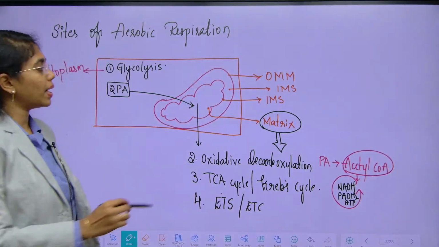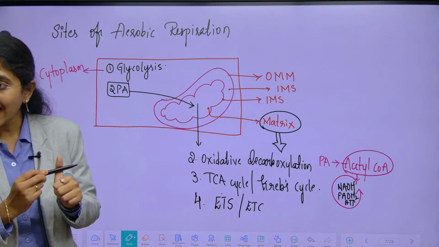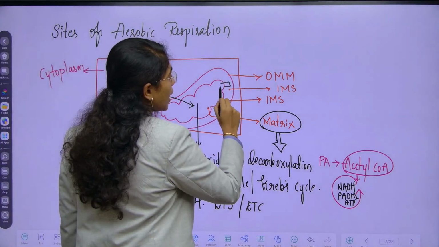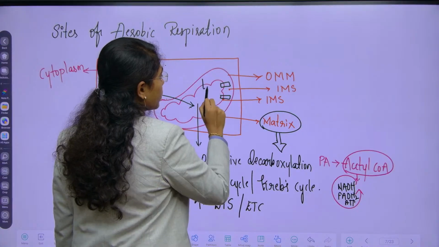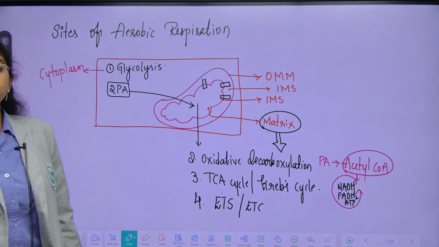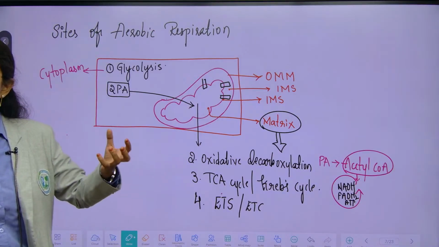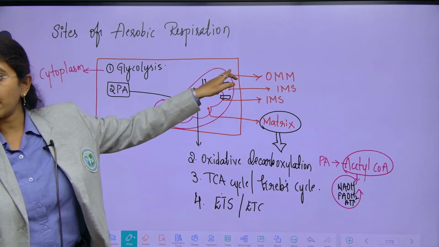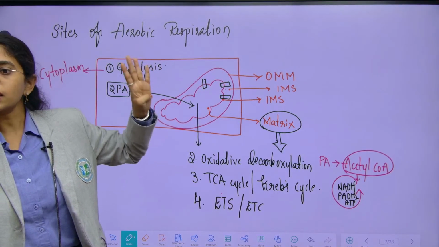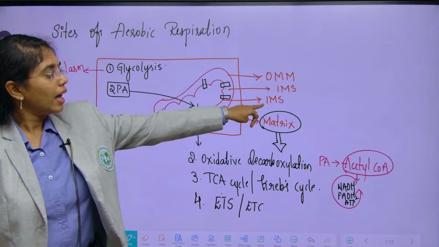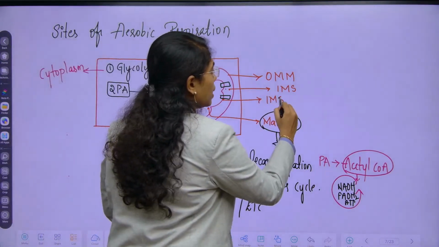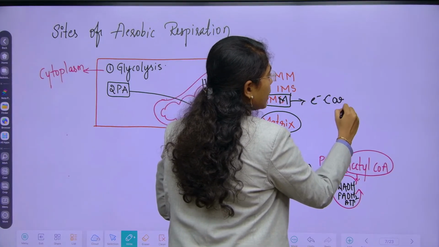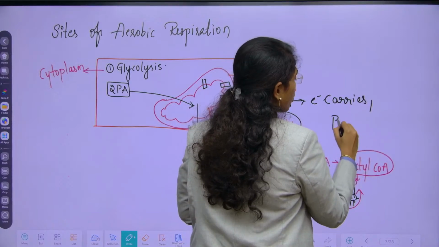There are 4 complexes. I told you, right? All the electron carriers and protein channels involved in aerobic respiration, where are they present? They are present in the inner mitochondrial membrane. And all the enzymes required for the respiration are separate. Based on their function, they are present both in the inner mitochondrial membrane and outer mitochondrial membrane. But then electron carriers and protein channels are embedded in the inner mitochondrial membrane itself. It consists of what? Electron carriers and protein channels.